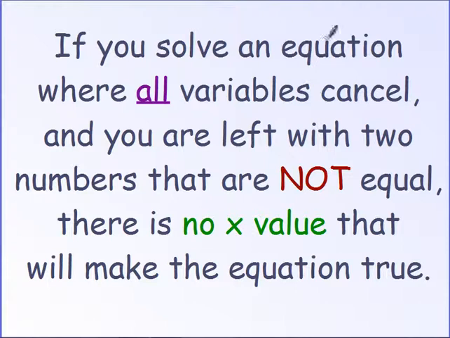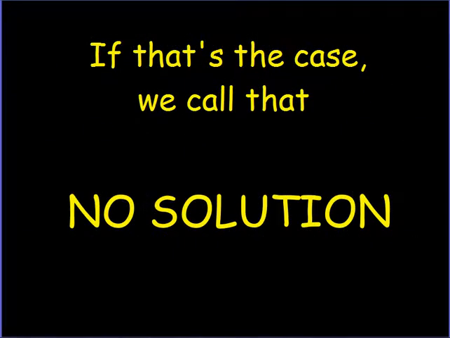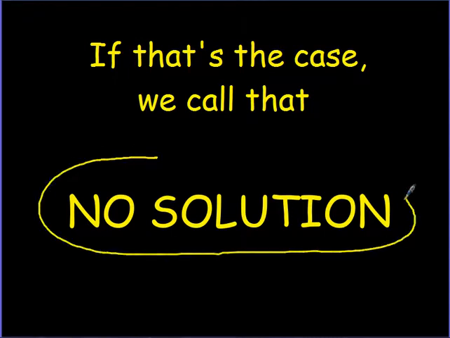So if we solve an equation where all variables cancel and I'm left with two numbers that are not equal, that means that there's no x value that exists that will make the equation true. In that case, we call that a no solution. This is what I would write on my paper. I would write the words no solution.